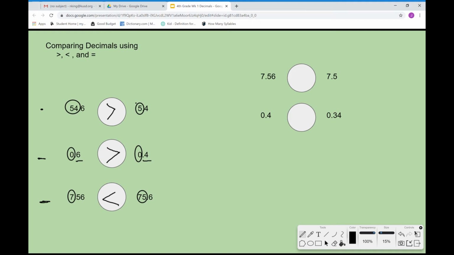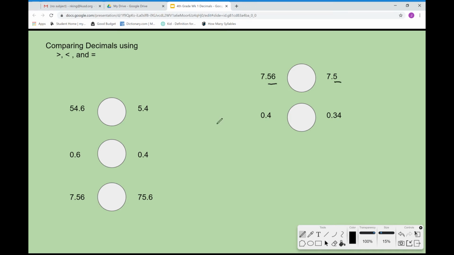We don't have to worry about the decimal part because the whole numbers already tell us the answer. Let's try this one. 7 and 56 hundredths and 7 and 5/10. This one is a little trickier. First, check the whole numbers. Since they are the same, we have to look at the digits behind the decimal. We have a 56 and we have a 5. Clearly the 56 is larger than 5.